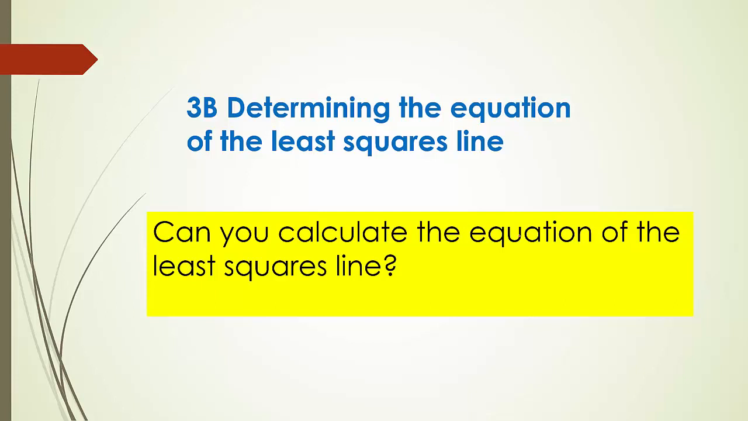So I'm going to quickly do 3b. It looks complicated, determining the equation. Can you calculate the equation of the least squares line? But in fact, I've already taught it. Right at the beginning of this course, or near the beginning, I said, you don't need this yet, but if you go into your calculator and go stat calc linreg 4, and then vars and y vars and all the rest of it, you will get all the information. And that's what 3b is all about.